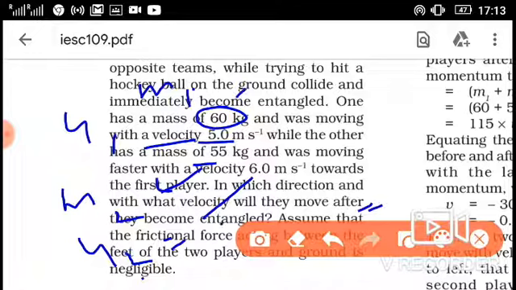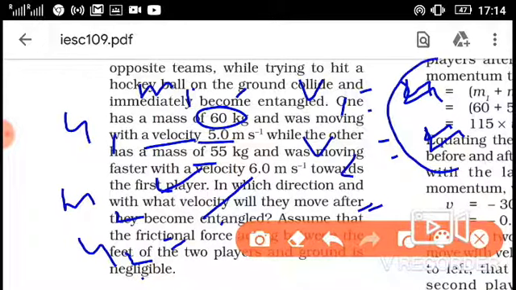Now you have to find the v. m1 and m2 are given. Now v, they entangle, means v1 is also x and v2 is also x, because they are entangled and the velocity will be the same. So you find the value of x. Now you have all the values, simply by using the formula m1 u1 plus m2 u2 is equal to m1 v1 plus m2 v2, you can find the answer.